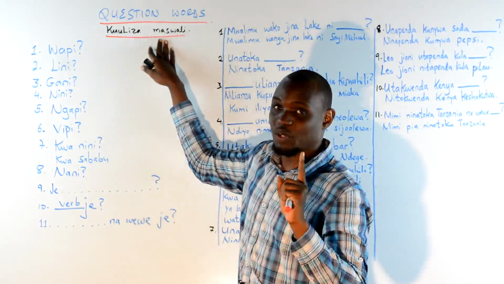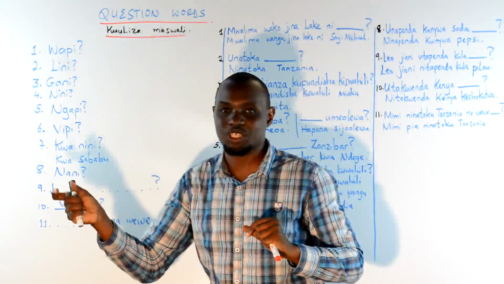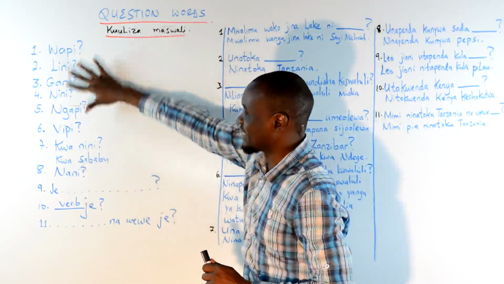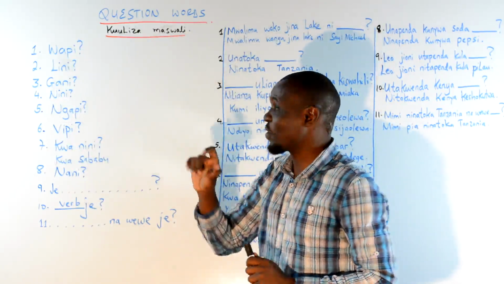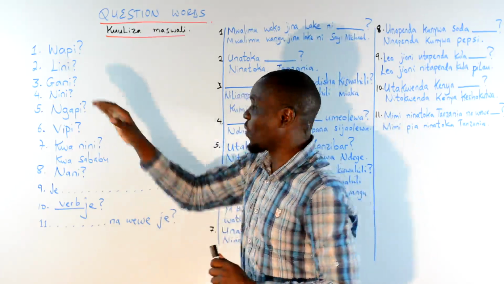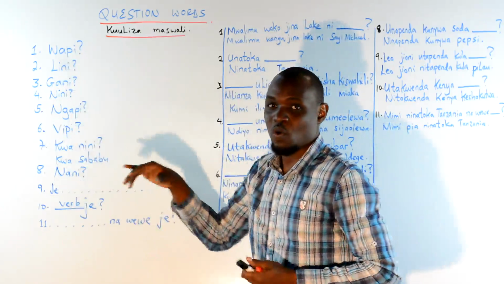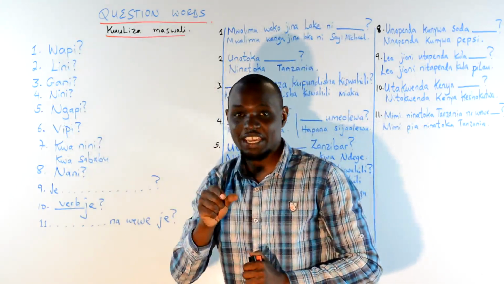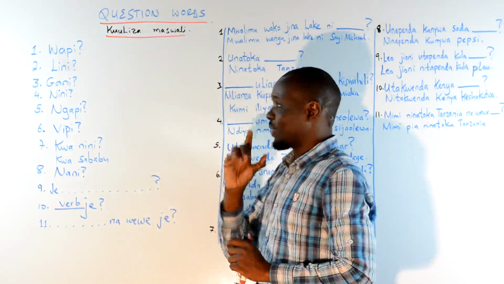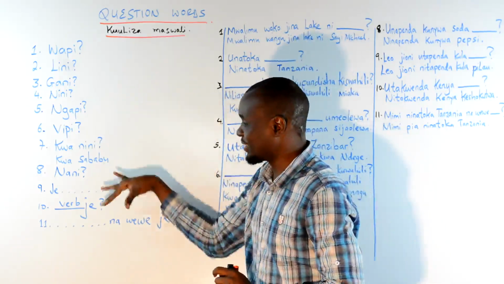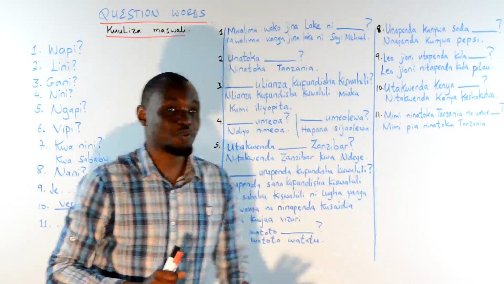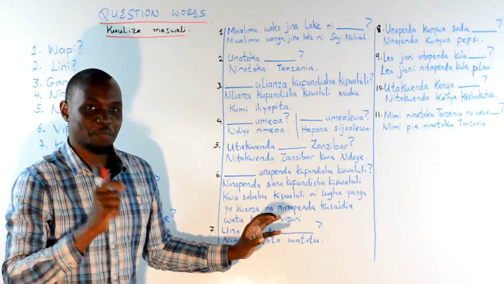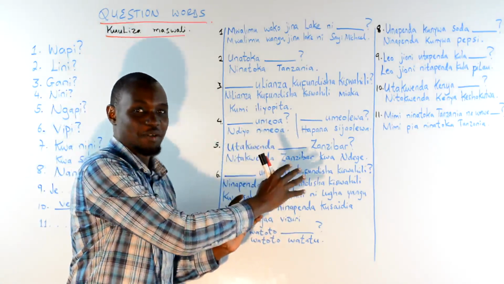Maswali is questions. One question will be swali. Swali is a question. Maswali, questions. Okay. So, question words. These are the question words. So, we are going to understand them. What are the meanings of all of these question words in English and in Swahili? So, please make sure you understand it better, pause this video and try to do this exercise by yourself, and then you play it so that we do it together, right?